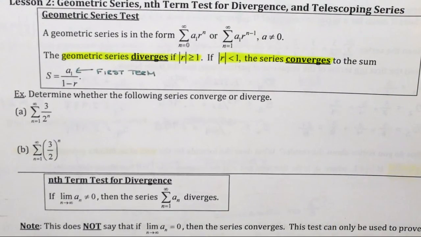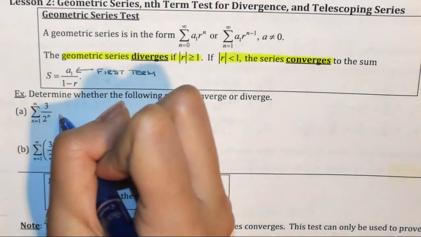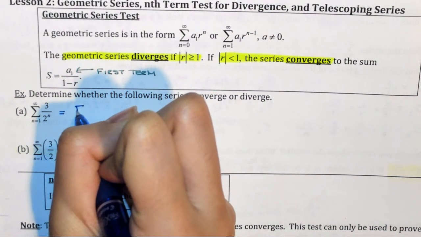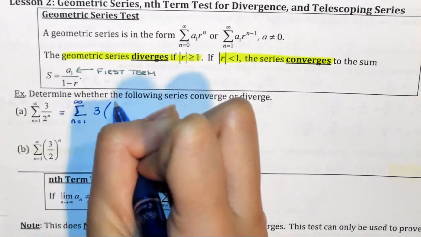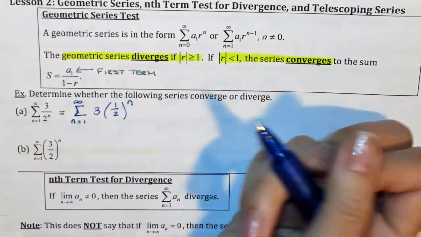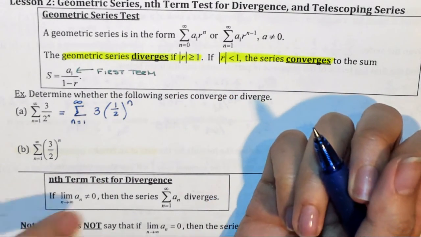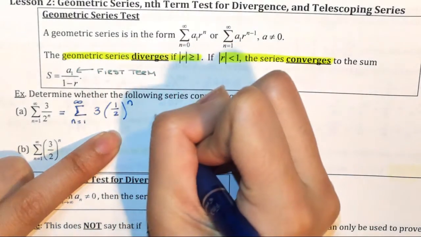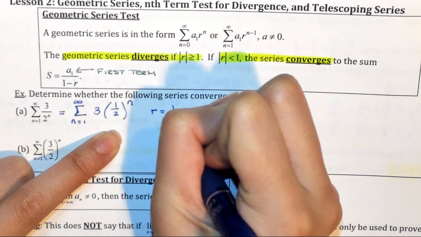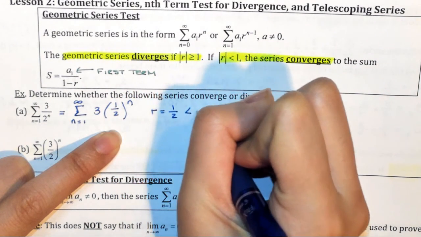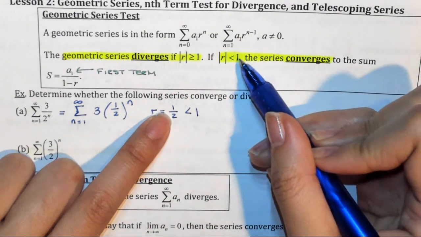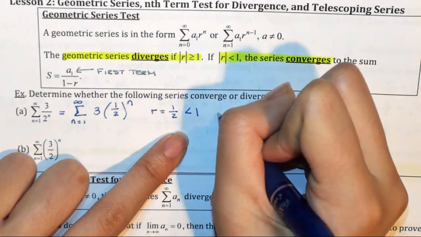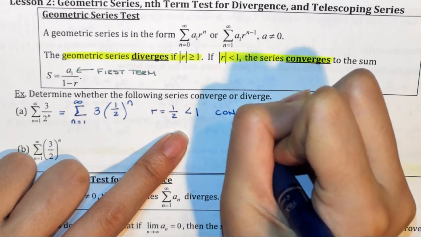All right, let's do example 1. And it just says, determine whether the following series converge or diverge. So I can rewrite this sum as 3 times 1/2 to the nth power, right? And if we look at this, my R is going to be 1/2, which is less than 1. And if it's less than 1, and we look up here, if R is less than 1, the series converges. So this converges.